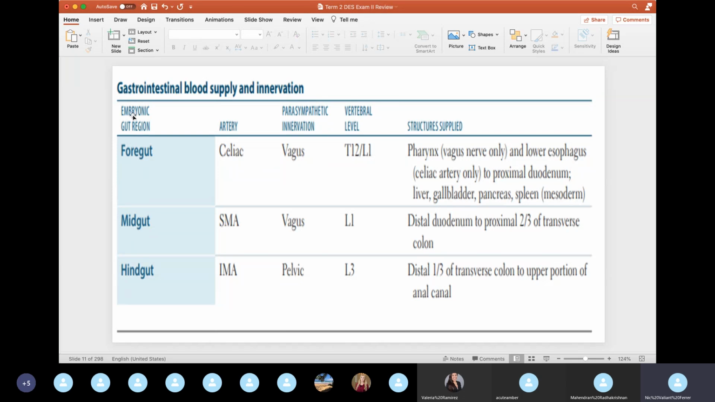There you go. Put a star here. You need to know the embryologic gut region, the artery that's involved, parasympathetic innervation. Remember, foregut and midgut is vagus, and the hindgut is pelvic, right?